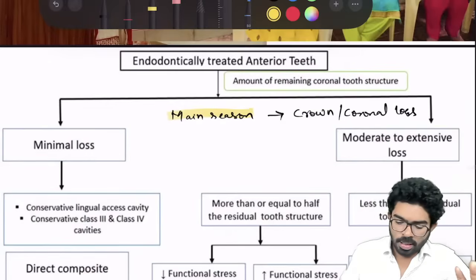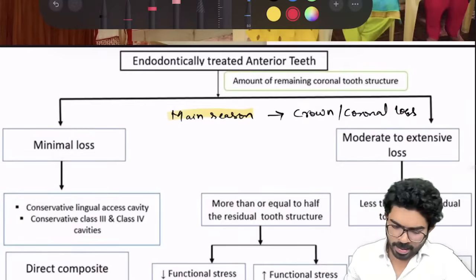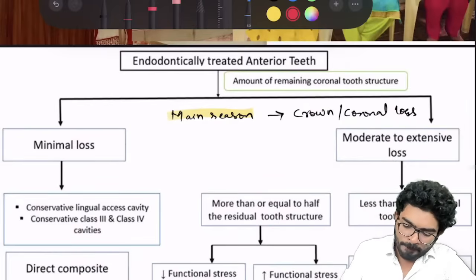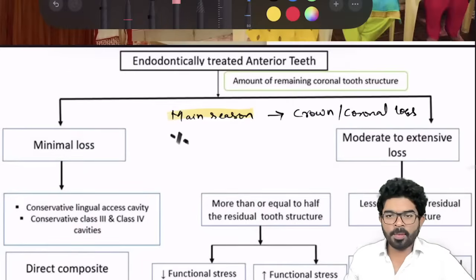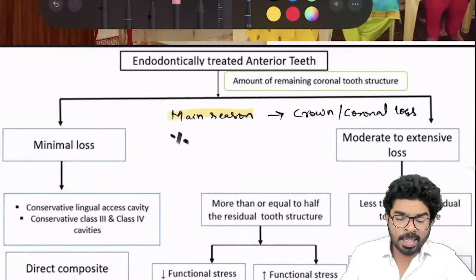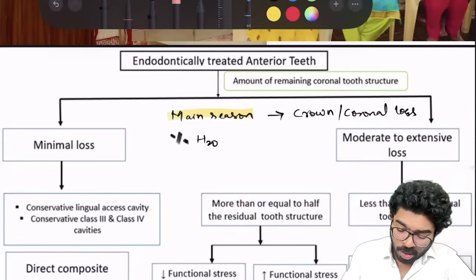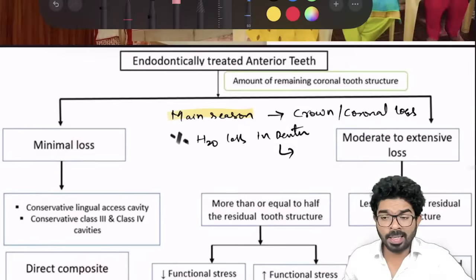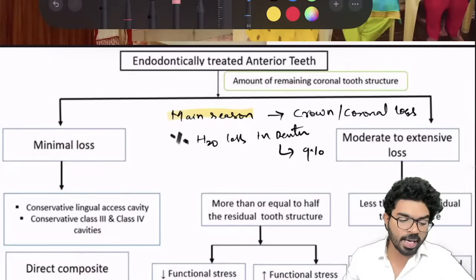And a very frequently asked question that most of you can answer is, how much water loss is seen in dentin during RCT? During RCT there is some amount of water loss in the dentin. The amount of water loss in dentin during root canal therapy, the answer is 9%. A very frequently asked question.